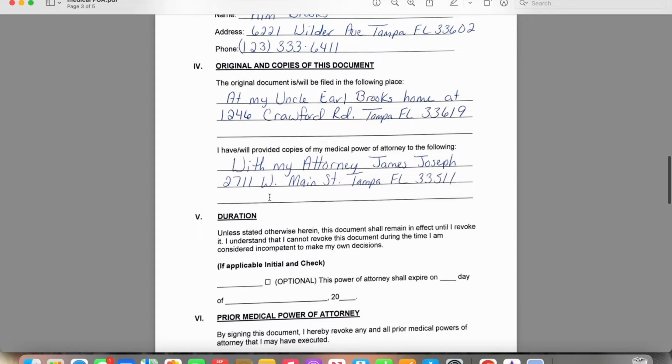Next, down here, we're going to have where the original and the copies are going to be stored. So the first place will be where the original will be at. So some people have a safety deposit box. If not, then you're going to write wherever the location of this document will be. So if it's at a certain address with a certain person's name, you'll put that information there. The copies should be at a separate location. And then you're going to write the person's name and the address or the facility's name where the copies will be held at.